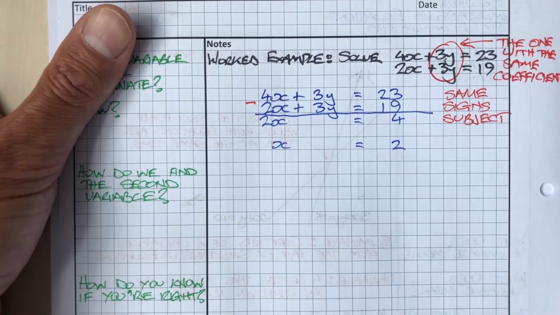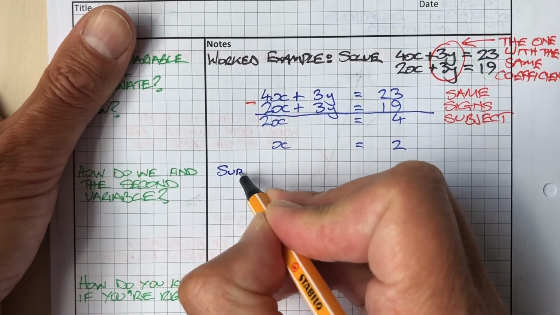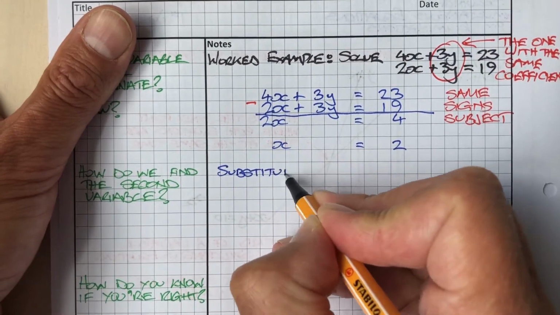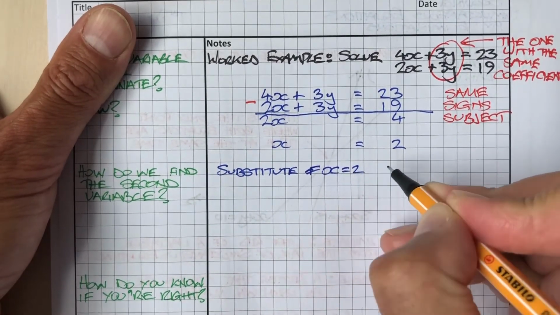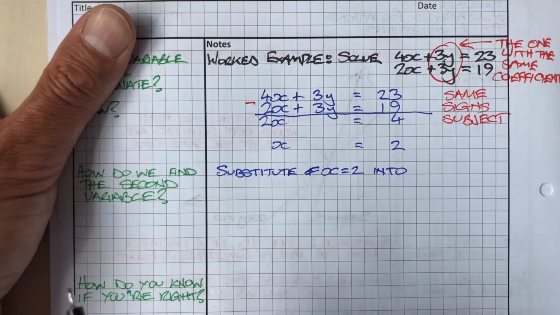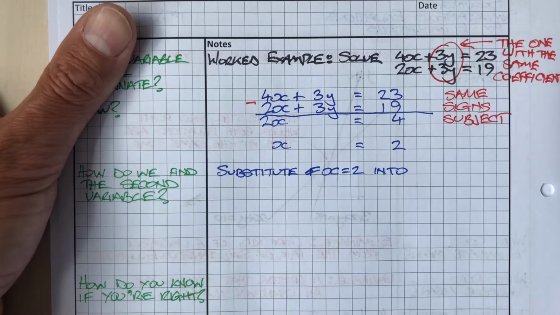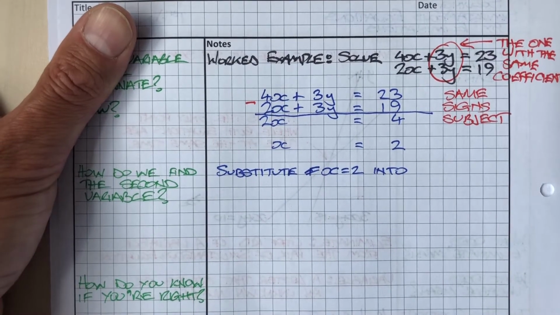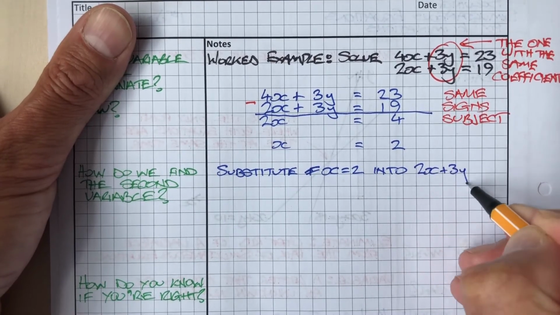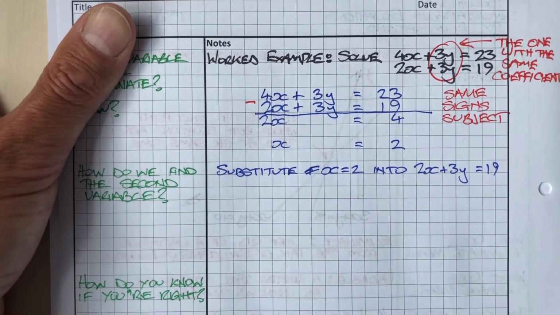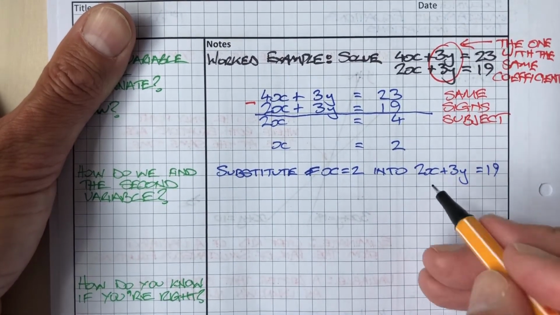Okay. Once I've done that, I can find everything else out. So substitute x equals 2 into either of these equations, whichever one looks easier to you. Doesn't look a lot of difference in them. To me, I'm going to go with the second one. 2x add 3y equals 19. So instead of it being 2x, it's 2 times 2, which is 4.